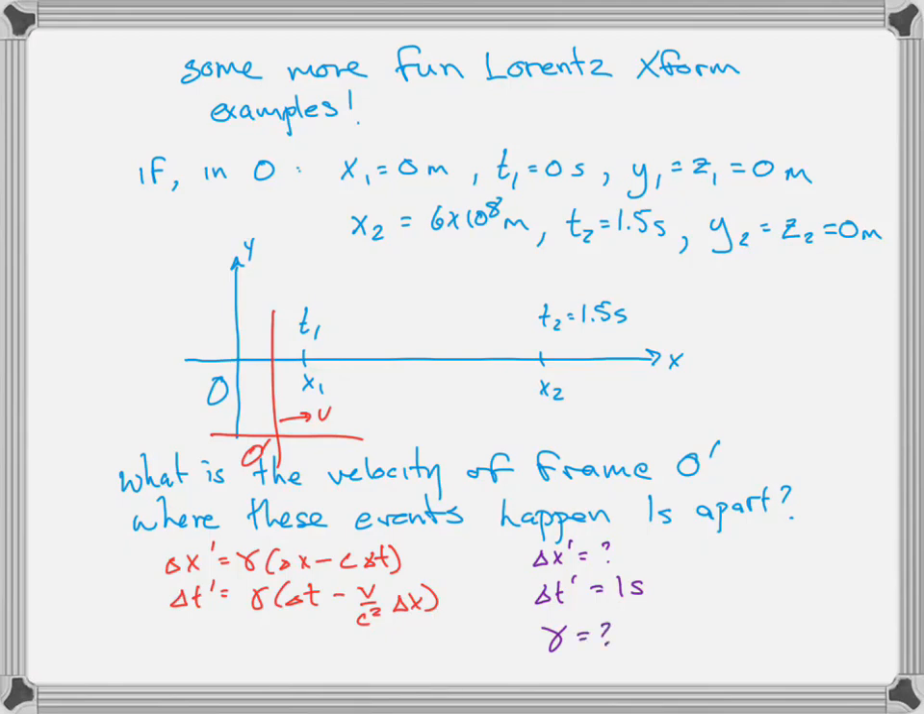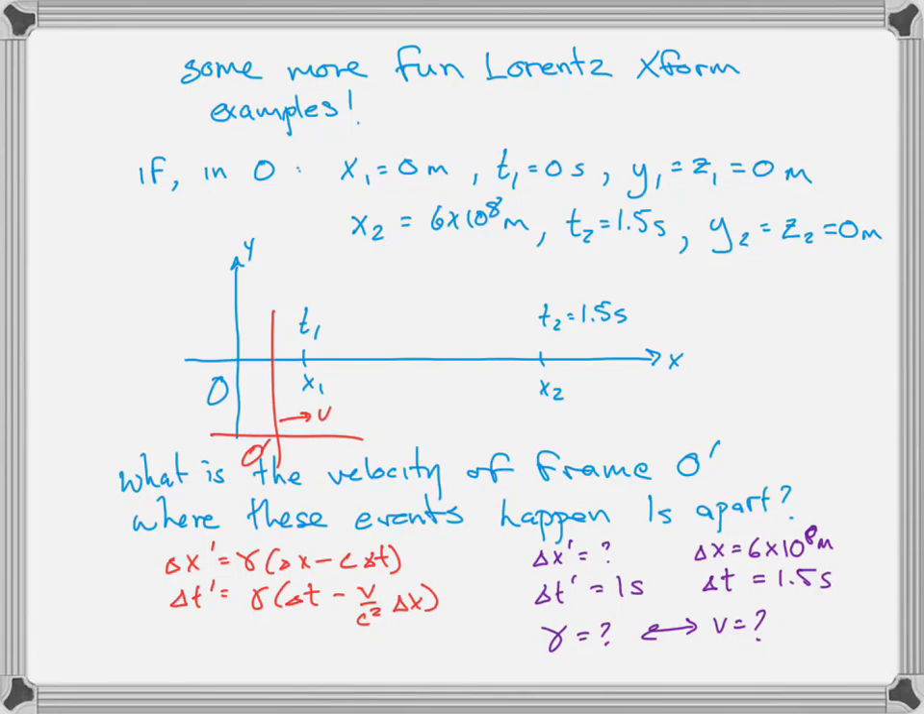What else? Delta x is equal to 6 times 10 to the 8th meters. And delta t in the unprimed frame is 1.5 seconds. And v is unknown, but v and gamma are related. If we find one, we find the other. So those are the knowns and unknowns. So there are really two unknowns and 2 equations. So we should be able to solve this, right? There's not 3 unknowns because gamma is in terms of v.